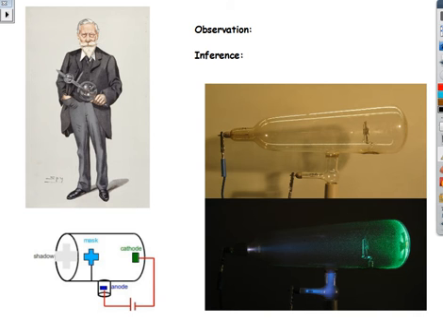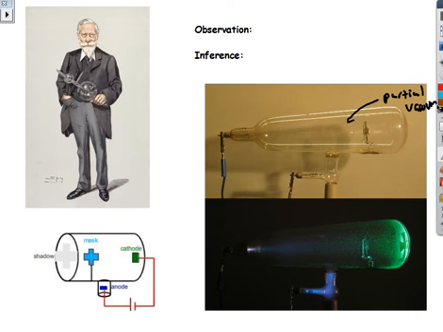This is William Crookes. He came up with something called a Crookes tube, which is a tube with a partial vacuum inside, so that there were no air particles in the way that would ionize and kind of scatter the light. So it's a partial vacuum.